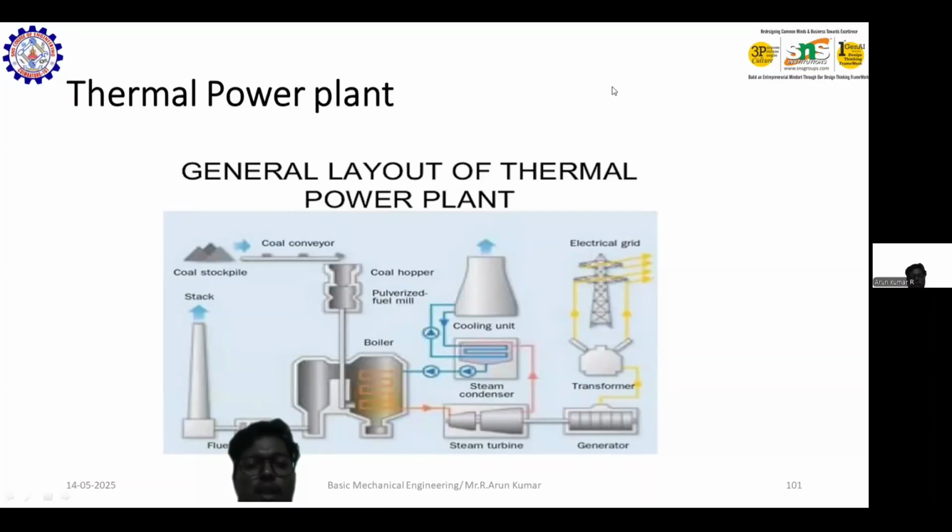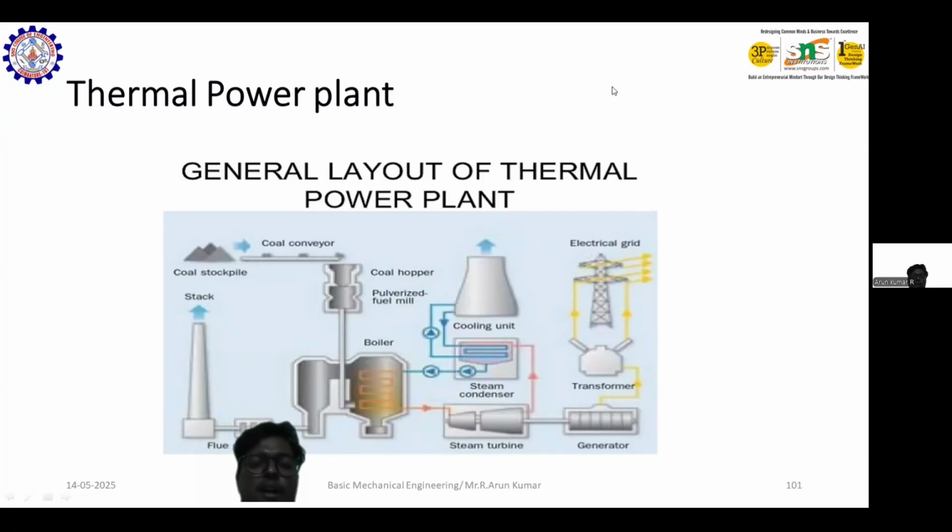Now the coal is dispatched to the boiler, because the boiler boils the water and converts it into steam. The coal stockpile goes to the coal conveyor, then the coal hopper and the pulverizing fuel mill. Then it is processed in the boiler. The boiler is fed with water again, and with high-level heating the steam is generated. That steam is processed through the steam turbine. That is one cycle.